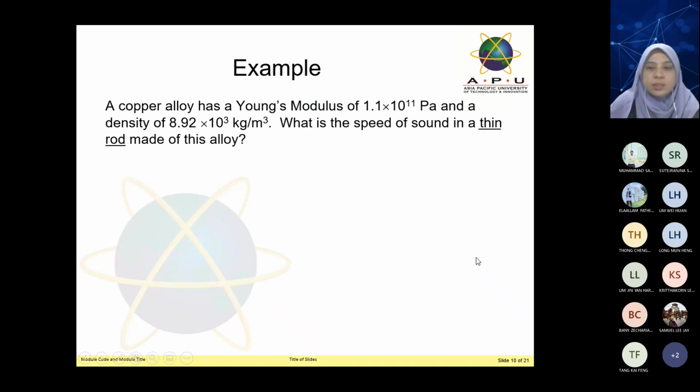Okay, next we do another example. A copper alloy has a Young modulus of 1.1 times 10 to the power of 11 Pascal and a density of 8.92 times 10 to the power of 3 kilogram per meter cube. What is the speed of sound in a tin rod made of this alloy?